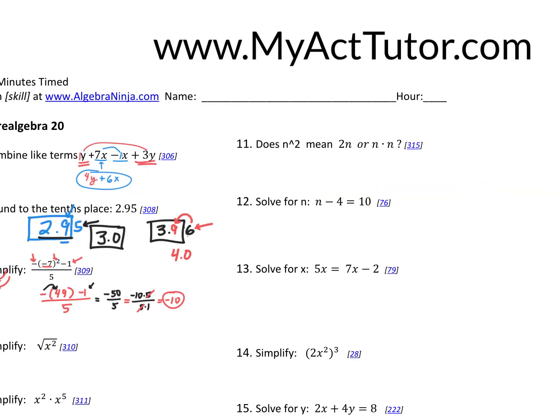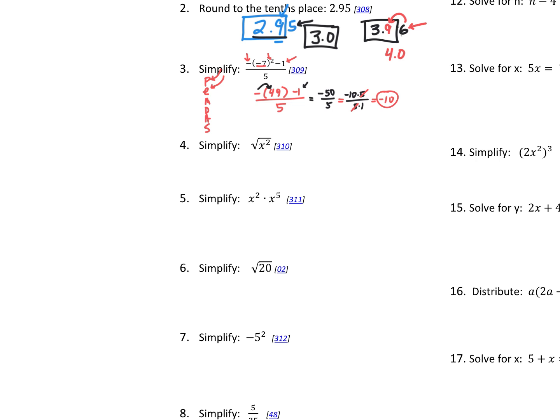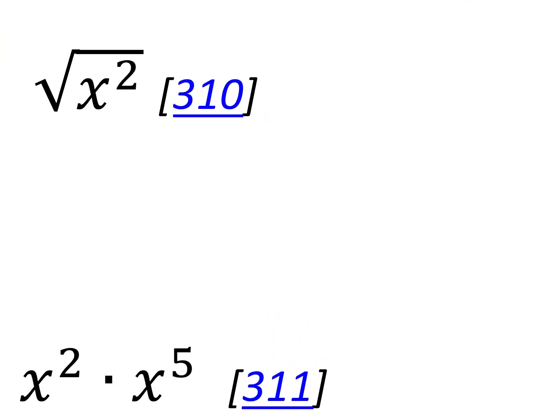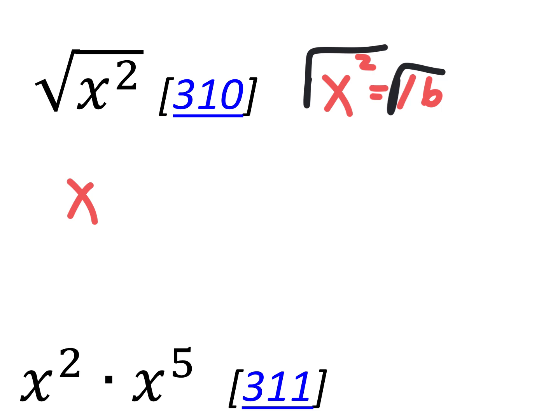So for skill 310, we are simplifying the square root of x squared. And pretty much everybody thinks that the answer to that is just x. But unfortunately, it is not. Let me explain why. If I had x squared is equal to 16, and I did the square root on both sides, the square root of x squared is the absolute value of x. And the square root of 16 is 4. See, some people confuse this and they think that the square root of 16 is two things. It's not.